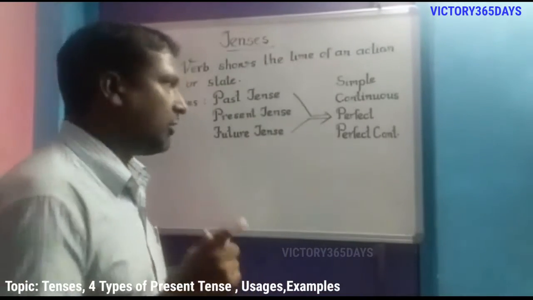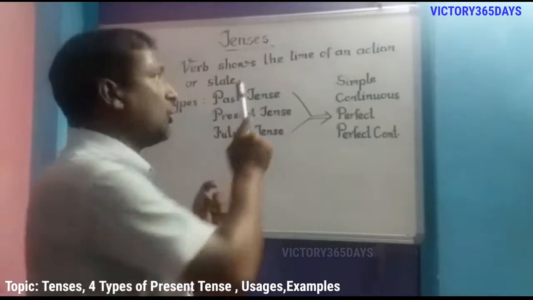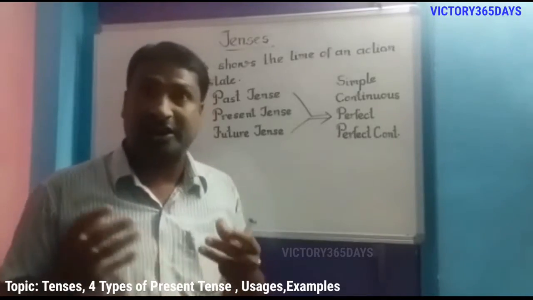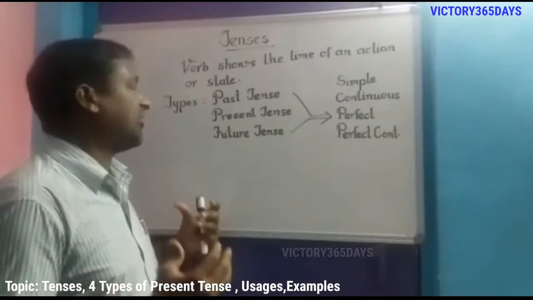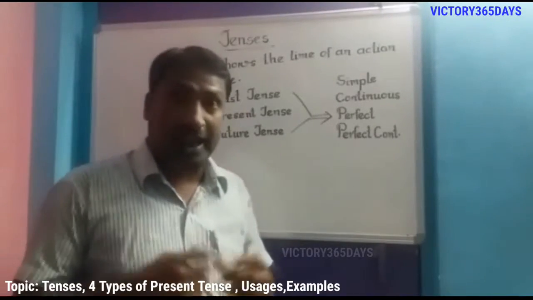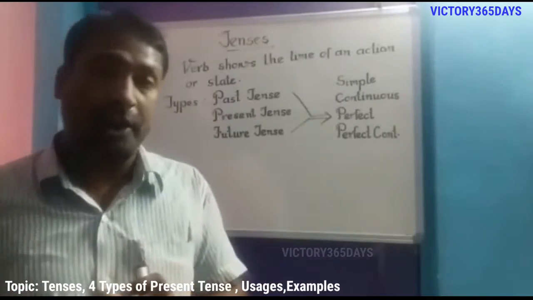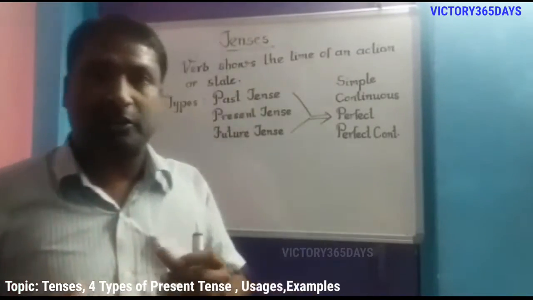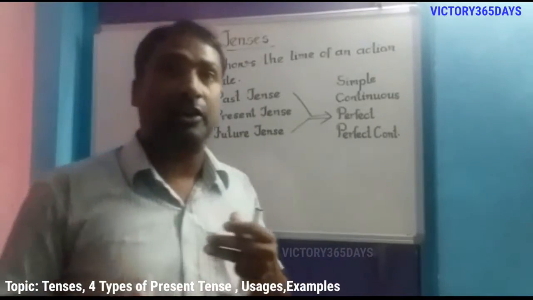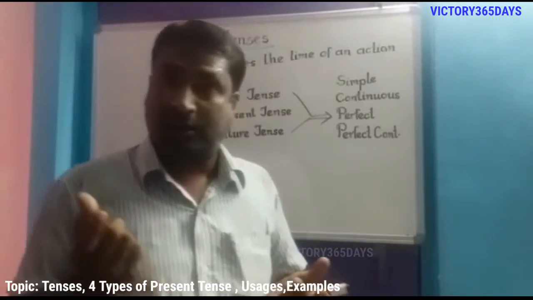So what do we mean by tense? Tense is the verb in a sentence that shows the time of an action. From tense we learn about the time of an action or state. In some sentences you won't find main verbs, but you find helping verbs. There are two types of verbs: main verb, and helping verb or auxiliary verb. In some cases you don't find a main verb, so the helping verb plays the role of the main verb and shows the state of that particular sentence.